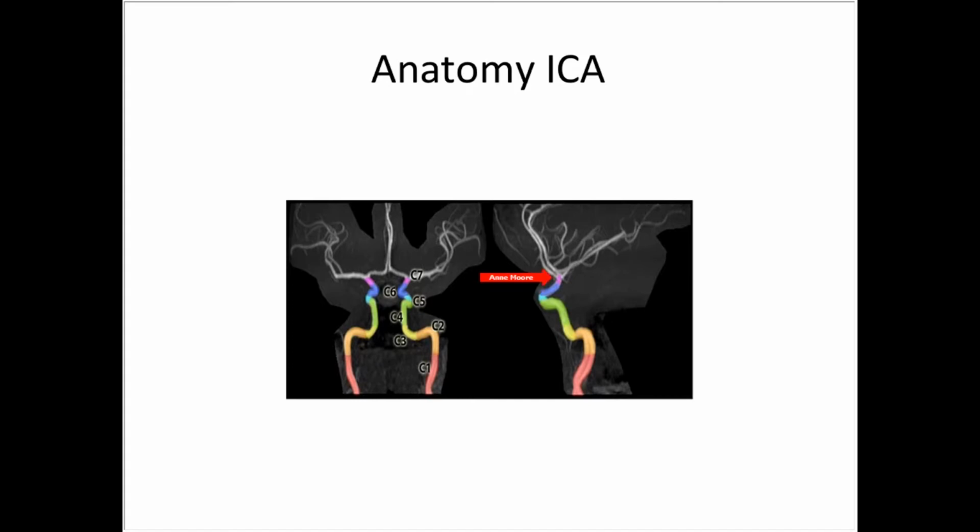Here in this violet area is the terminal ICA, which is insonated through the transtemporal approach. And this is where the internal carotid divides into the middle cerebral artery and anterior cerebral artery.